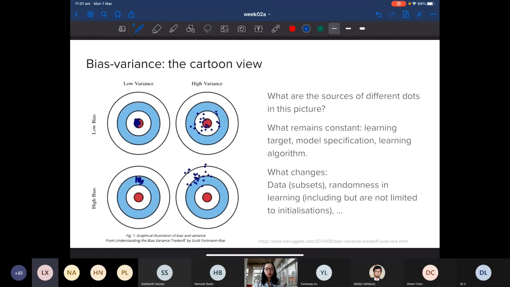So in machine learning, bias a lot of times comes from a misspecification of the model or a model that's not expressive enough. So what are the sources of the different dots? If the model specification is too simple, such as what we looked at last week, trying to use a line to fit a sinusoid, then we're going to have high bias.